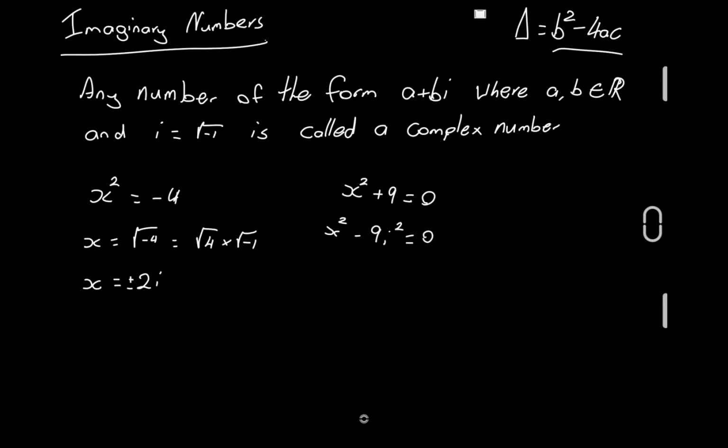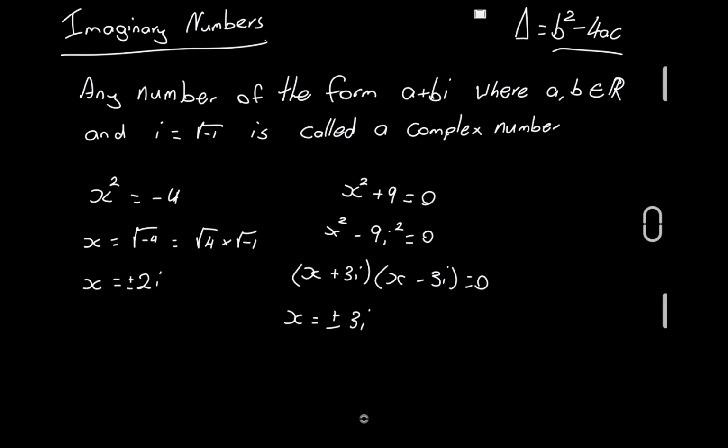And if you look at this, you can probably see that it's now the difference of two squares. So that means it's going to be x plus 3i, x take 3i being equal to 0. Therefore, x can equal plus or minus 3i. Again, an imaginary case. We'll look at some more examples of this in class.